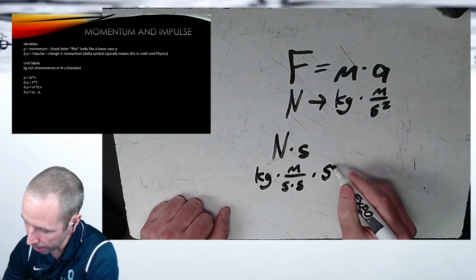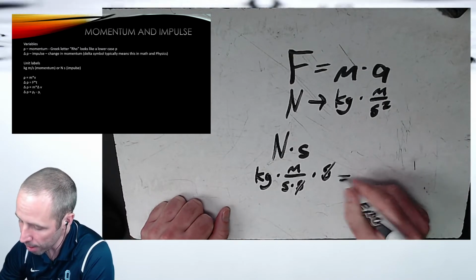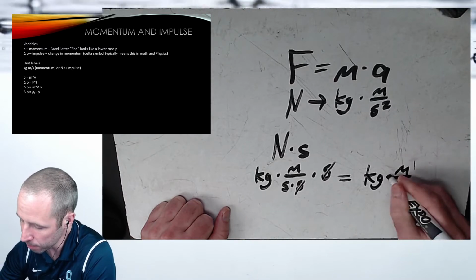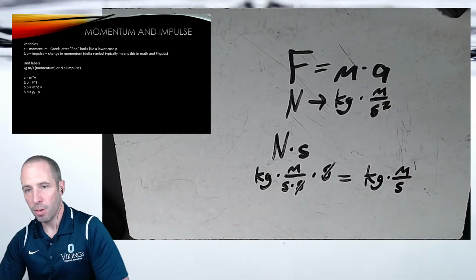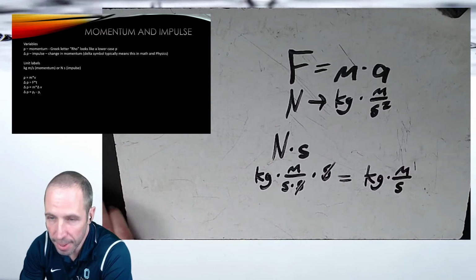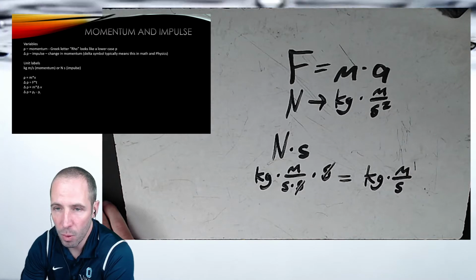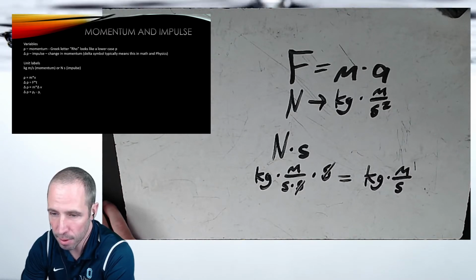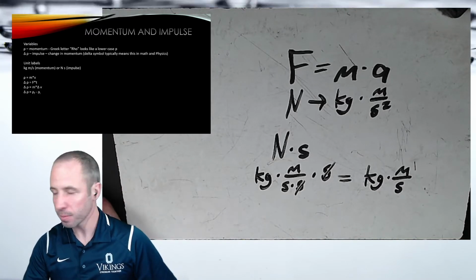What happens is a second in the numerator and the denominator cancels off. And what are we left with? A kilogram meter per second, which is the units for momentum. So keep in mind, a kilogram meter per second and a Newton second mean the same thing. They're interchangeable. We just typically associate the former with momentum and the latter with impulse, strictly because of convenience. They're not actually different at all.